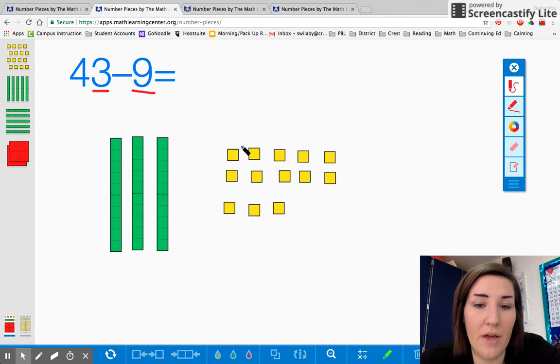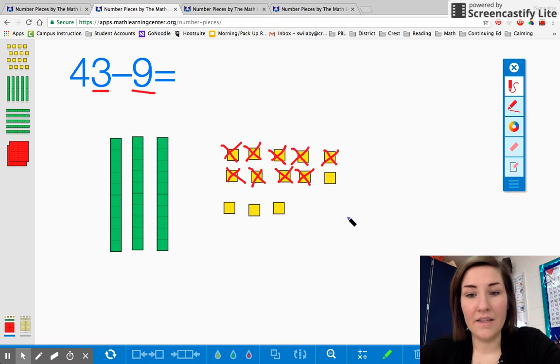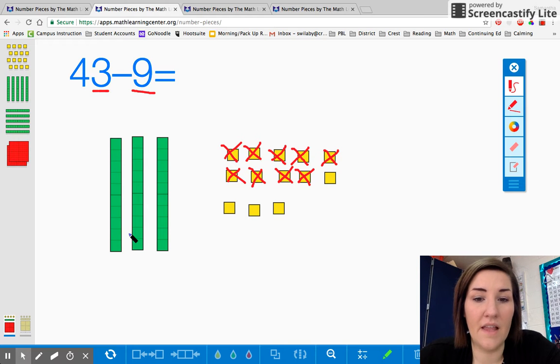I'm going to represent that by crossing them off. I need to take away 9. 1, 2, 3, 4, 5, 6, 7, 8, 9. So now that I took away 9, I see that I have 3 tens left and I have 4 ones. So I know that 43 minus 9 is 34.